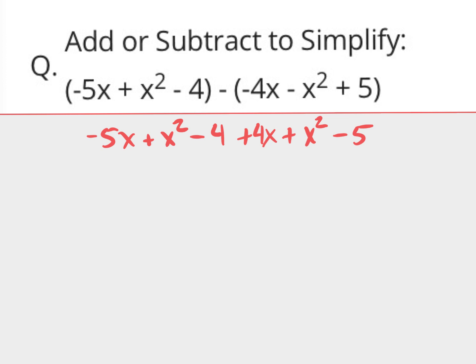So I'm going to begin with this positive x squared. And I'm going to combine that. Are there any other x squares? Yes, there's another positive x squared right there. So one x squared and another x squared, that'll give us a total of 2 of those x squares.